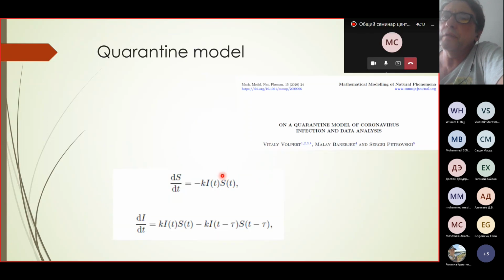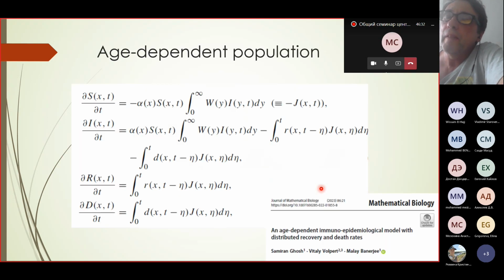New infections, new daily infections shown here. We did not use at that time this notation J of t. It was written differently, but the ideas were the same, and we used it not for the disease duration, but for the quarantine duration. But anyway, the main ideas appeared at that time.